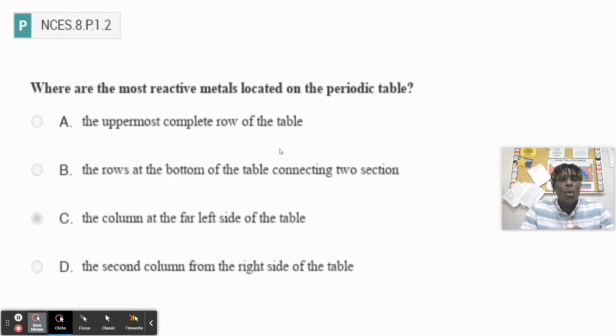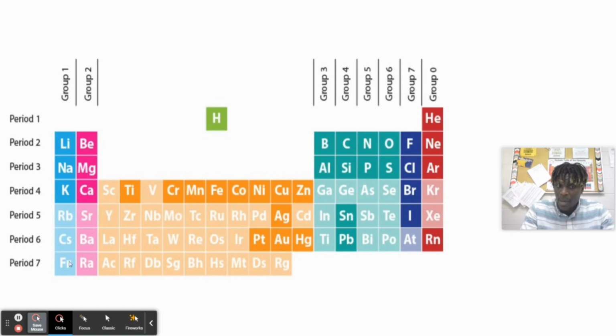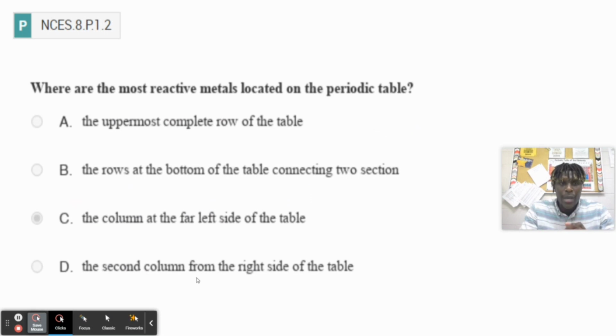Question number 3. Where are the most reactive metals located on the periodic table? Here we go again. What did we say? The most reactive metals are at the bottom of the periodic table. The most reactive nonmetals are to the top of the periodic table. So F is the most reactive nonmetal and Fr is the most reactive metal. So let's see. Where are the most reactive metals? The answer is C, the column at the far left side of the periodic table.